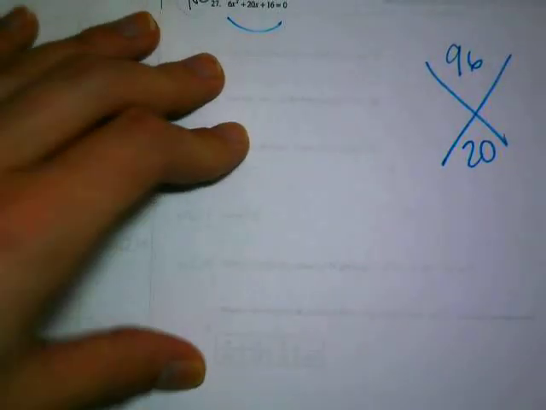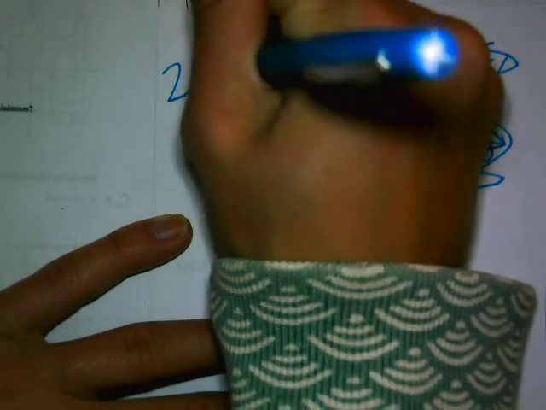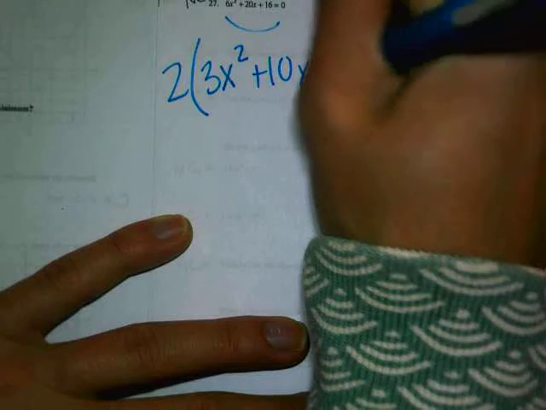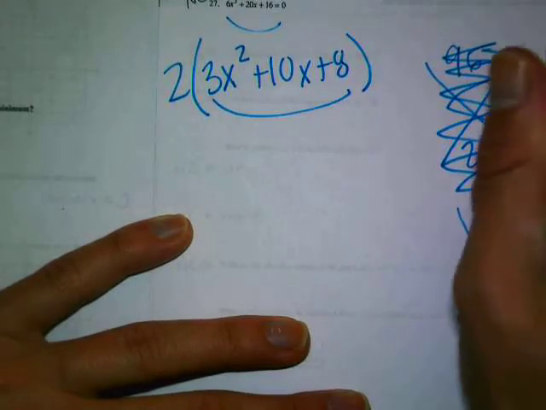27. All right, on number 27, you have to take 6 times 16, and I get 96, and 20 goes on bottom. So I want two numbers that multiply to... Oh, does it have a GCF? Oh, shoot, you're right, it does have a GCF. My bad. A 2. All right, 3x squared plus 10x plus 8. Oh, that makes it better. I was going to say 96 is a big number.